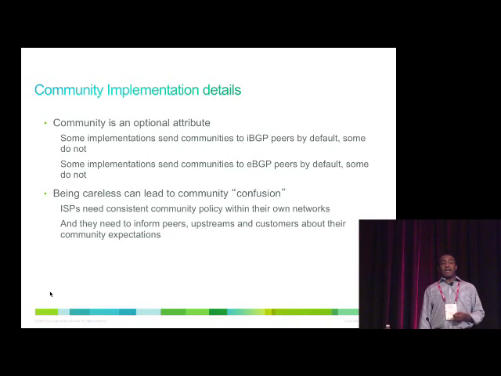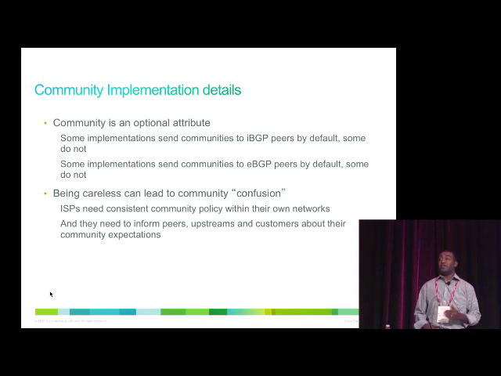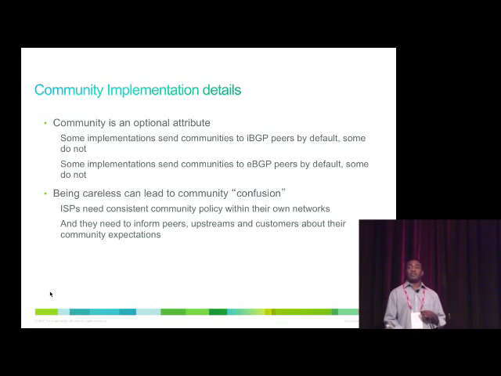Again, community is an optional attribute, but being careless can create confusion. It's very important to know that some vendors advertise communities to iBGP peers, and some vendors advertise communities by default to eBGP peers. So you have to know the implementation. The standard doesn't mandate sending updates, so you have to know your vendor's implementation and make sure that if you want to send it, it is being sent, and if you don't want to send it, it's not being sent.